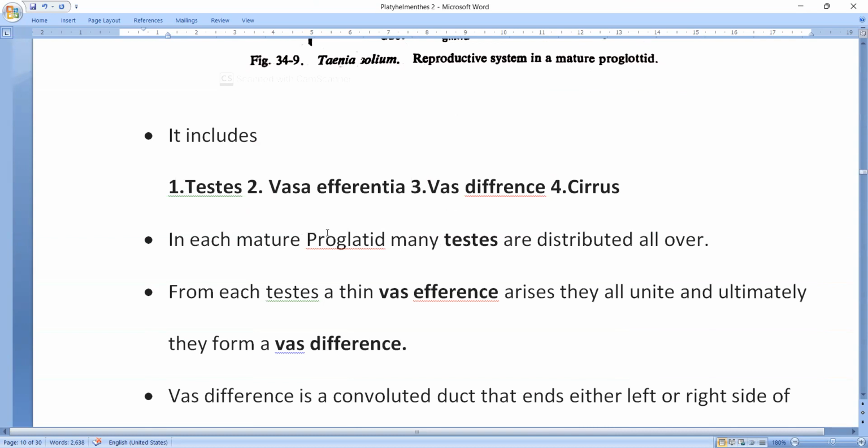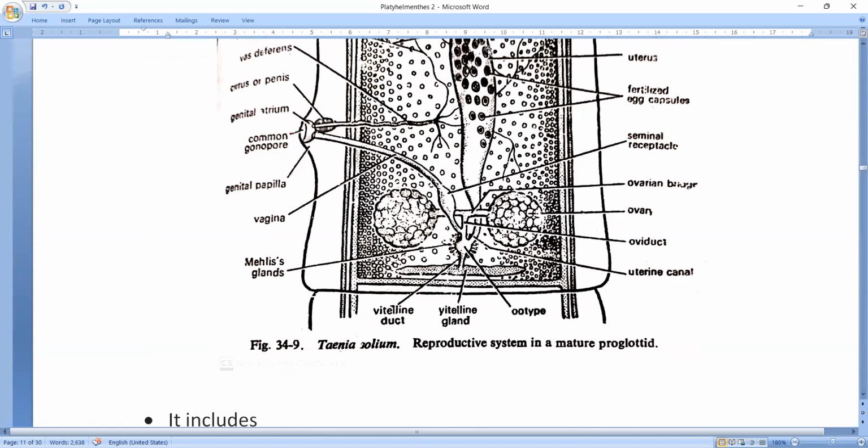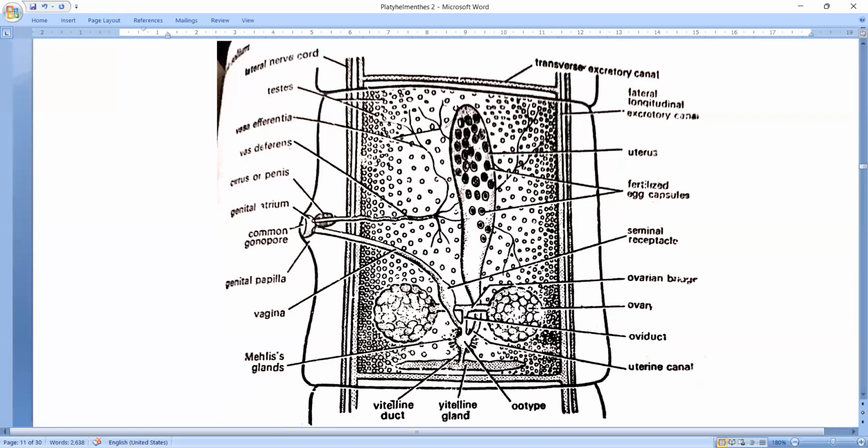Okay, so in a male reproductive system, testis, vas efferentia, vas deferens, and cirrus. Simple. We have seen it in Fasciola also. So these round bodies, which are distributed all over every segment, these small rounded bodies, they are testis.